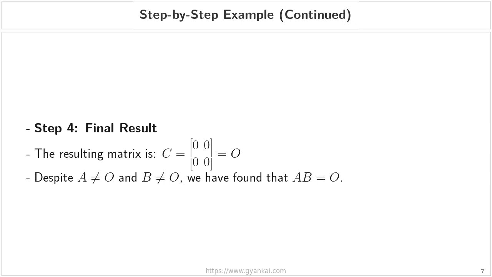Despite the fact that matrix A was not a zero matrix and matrix B was not a zero matrix, we have found that the product of A and B results in the zero matrix. This confirms that the zero product property from real number algebra does not apply here, a point that leads us directly into the common mistakes students often make when analyzing these types of products.